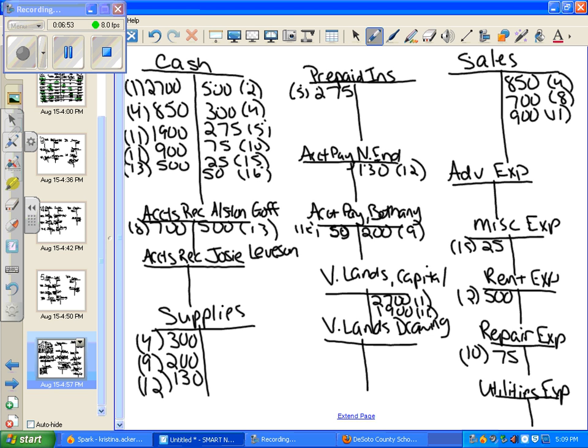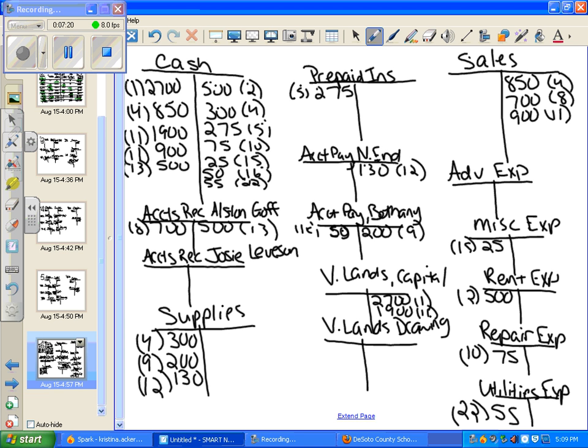On the 22nd, we paid cash for an electric bill. That's utilities expense, $55. So on the 22nd, we have a credit of $55. I'm running out of room here on cash on the 22nd. Our utilities expense is going to increase with a debit on the 22nd, $55.